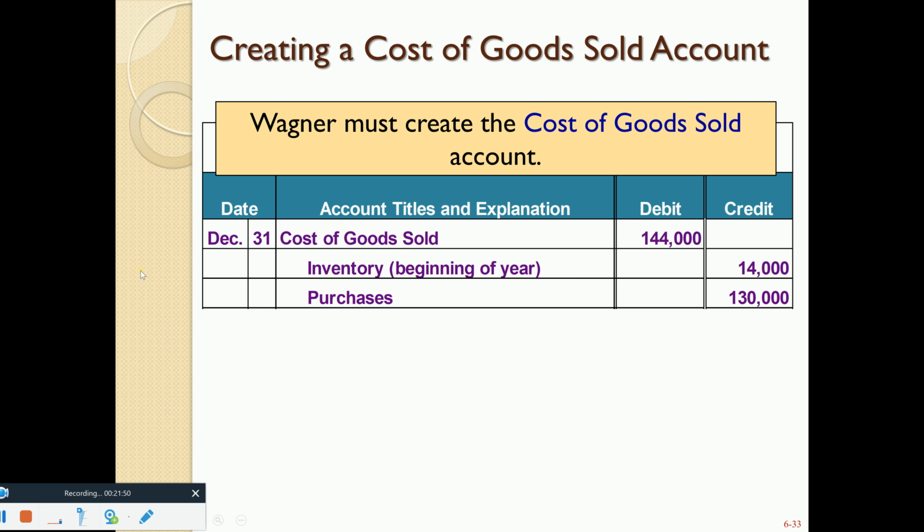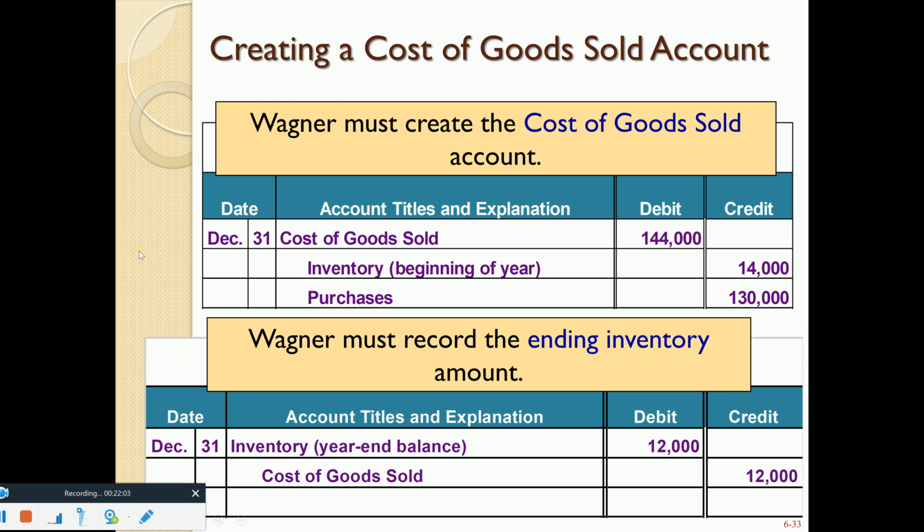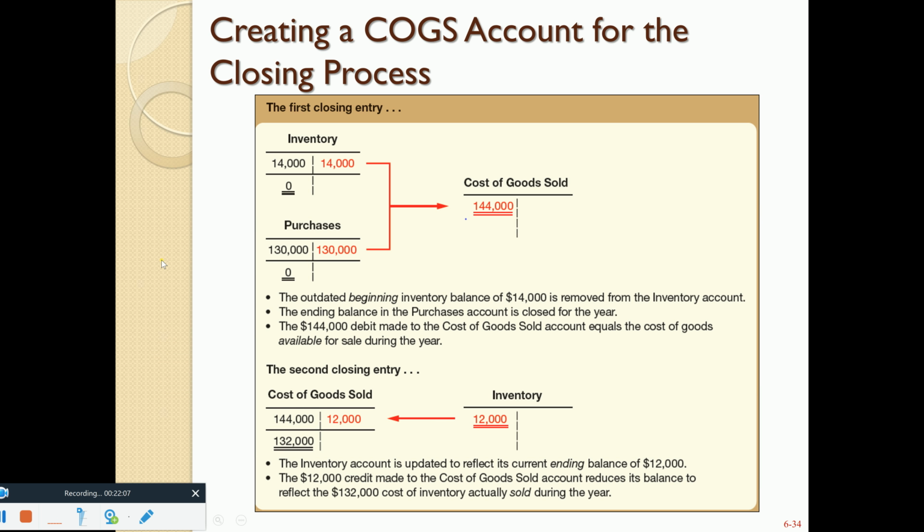Let me go back up to the prior slide. What's ending cost of goods sold? Well, there it is, $132,000. That is not a coincidence. That is on purpose. All right, and we've also recorded our ending inventory of $12,000. And this slide basically proves to you exactly what we've done.